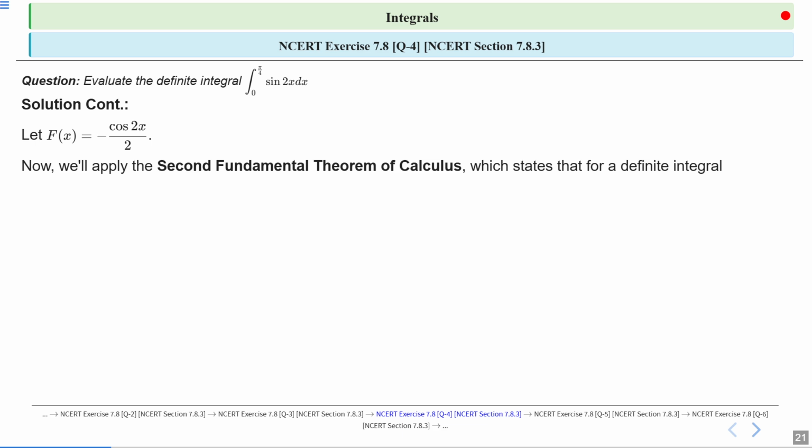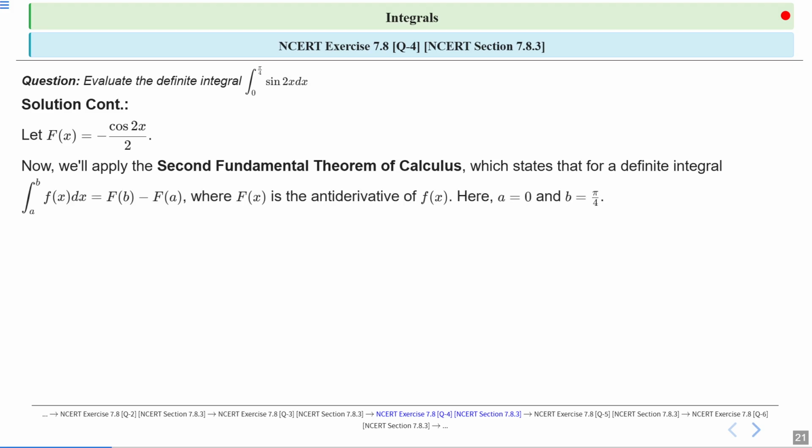Now we apply the second fundamental theorem of calculus, that is, the value of the definite integral from a to b of fx dx is capital Fb minus capital Fa. Here the value of a is 0 and b is equal to pi by 4. So we have to calculate the value of the antiderivative at a is equal to 0 and b is equal to pi by 4, and then subtract. So the value of the definite integral becomes F pi by 4 minus F0.